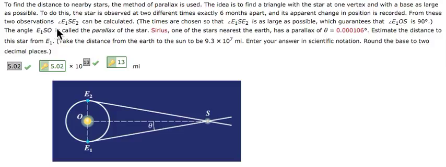From these two observations, angle E1 S E2, this angle, can be calculated. The times are chosen so that angle E1 S E2 is as large as possible, which guarantees that angle E1 O S is 90 degrees.